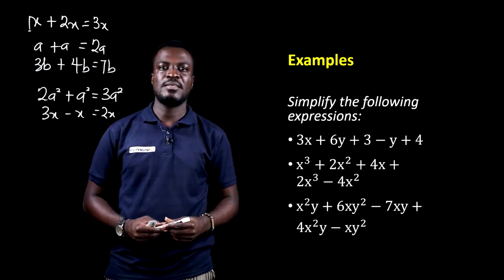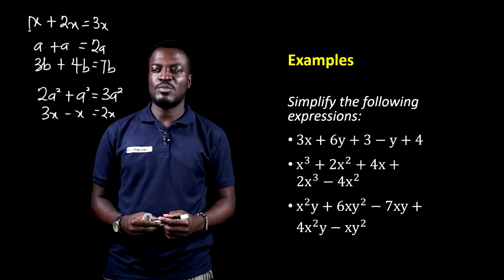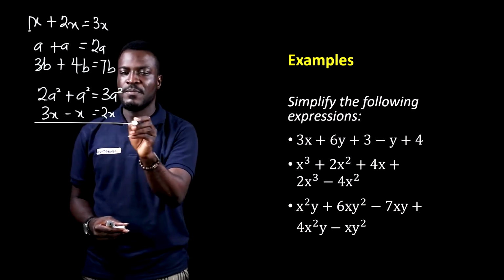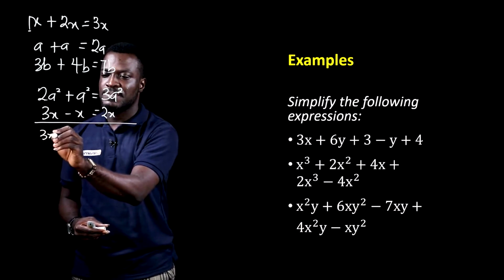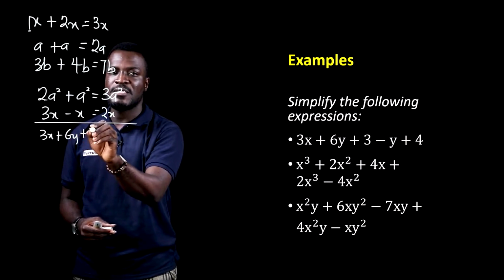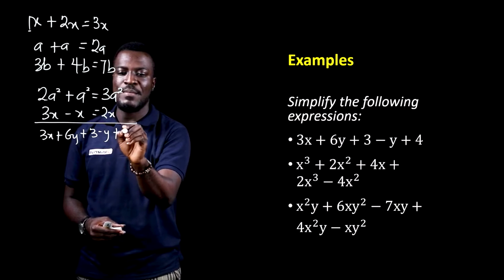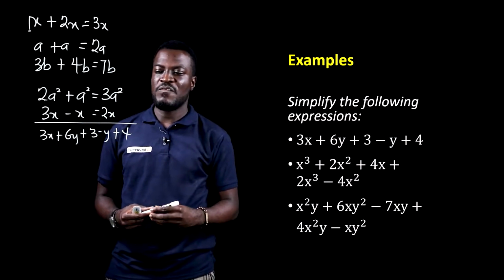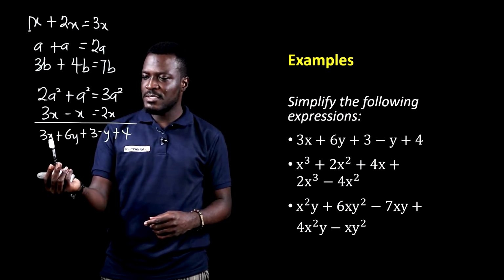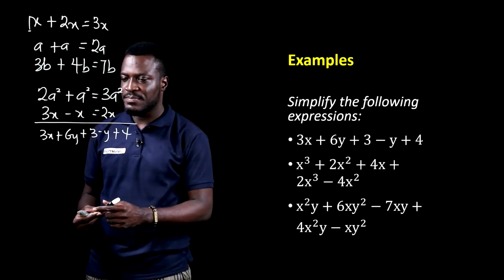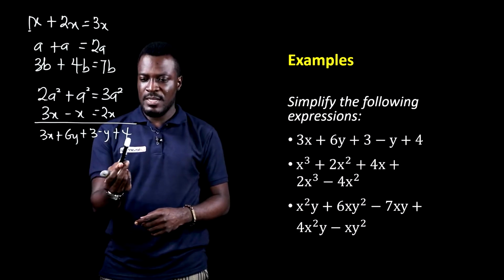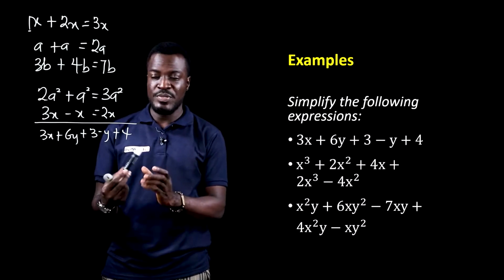Now let's try these examples. So we have to simplify the following expressions. So first, we have 3x plus 6y plus 3 minus y plus 4. So first we have to check if there are like terms. So let's check. 3x has no like term here. 6y and then y are like terms. And these are the constants. So we can group them.